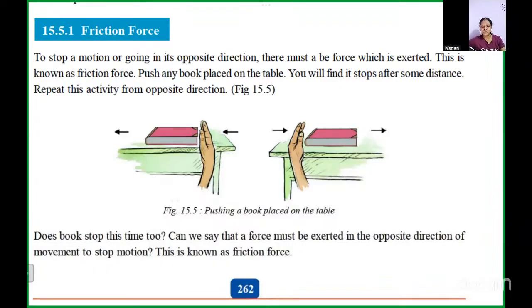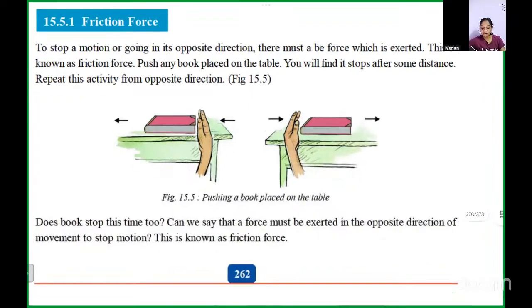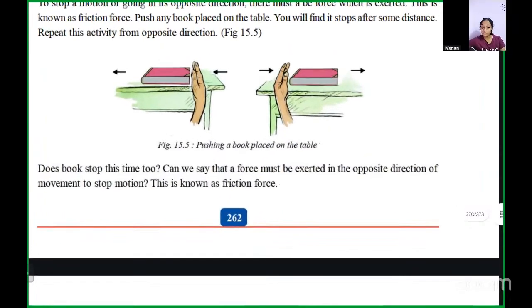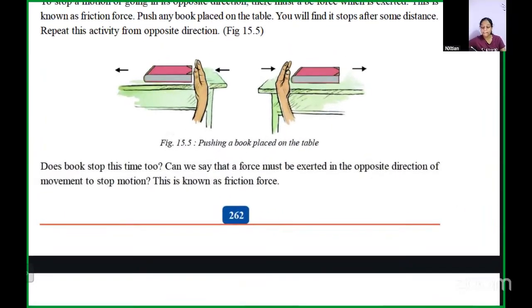You'll find it stops after some distance. Repeat this activity from the opposite direction. This time also the book will stop. Can we say a force must be exerted in the opposite direction of movement to stop motion? This is known as friction force.